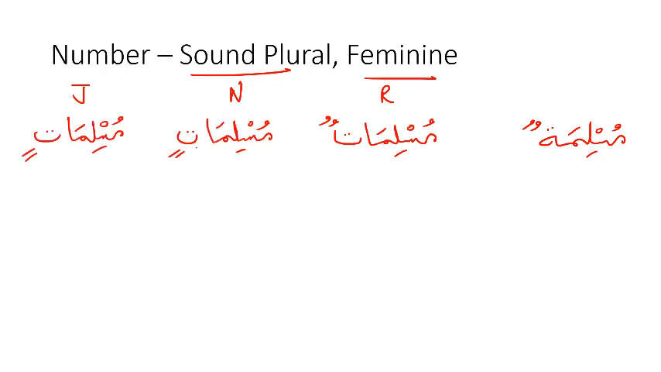Moving to sound plural for feminine now. The feminine of Muslimun is Muslimatun. The plural of Muslimatun in Rafa form is Muslimatun. In Nasab form we have Muslimatin, and in Jar form we again have Muslimatin. And here the rule is that we remove the ta marbuta.